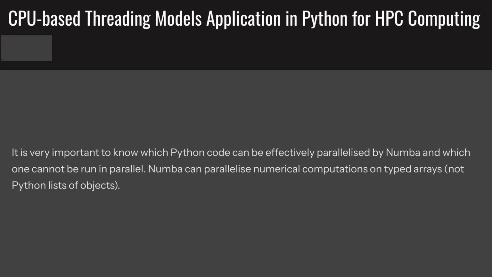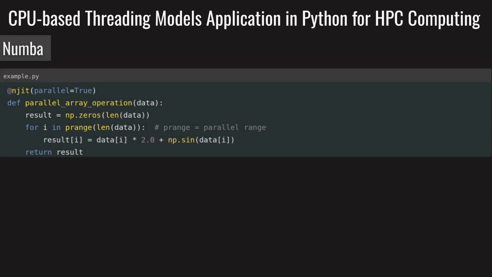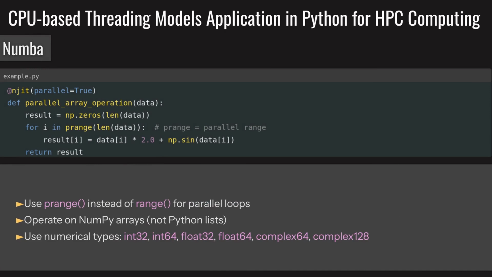It is very important to know which Python code can be effectively parallelized by Numba and which cannot be run in parallel. Numba can parallelize numerical computations on typed arrays, not Python lists of objects. In Python code that uses Numba, the parallel region decorated by njit must use the prange function instead of range for parallel loops. Plus, that loop needs to work with NumPy arrays instead of Python lists.